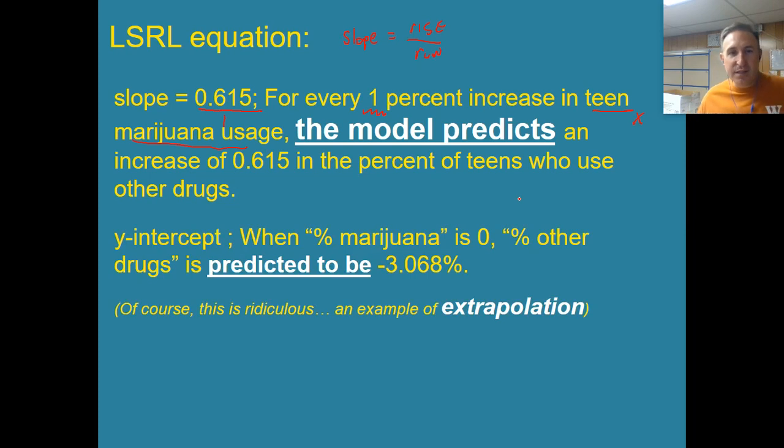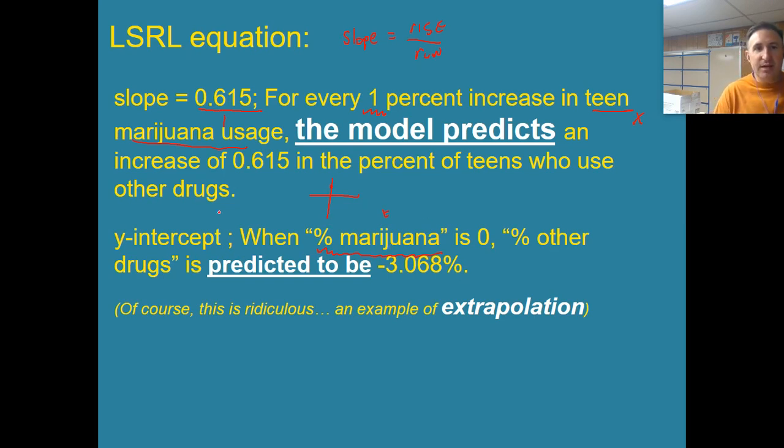So the y-intercept, remember when we're on the axis, our y-intercept, wherever we are, is when x equals 0. So when percent of marijuana, this is our x, when x equals 0, y, the percent of other drugs, is predicted to be negative 3.068%. Okay, now obviously that's extrapolation because we didn't have any x values that were close or were 0. The smallest one we had was 5. So Finland, but we had to extrapolate a little bit, which puts the y-intercept below the axis.